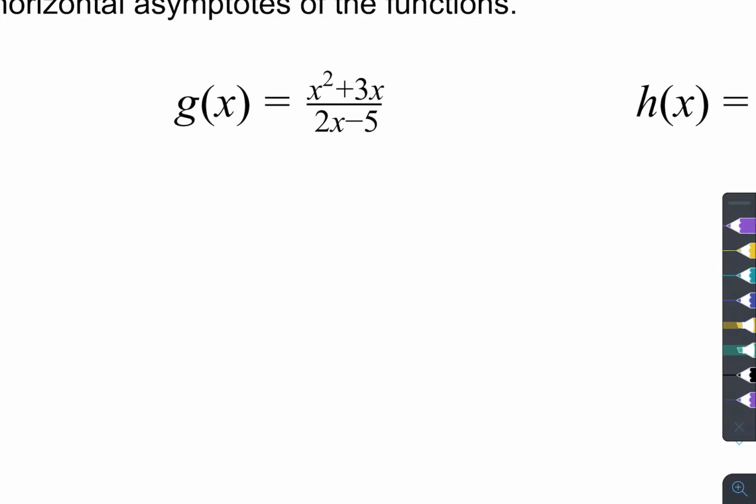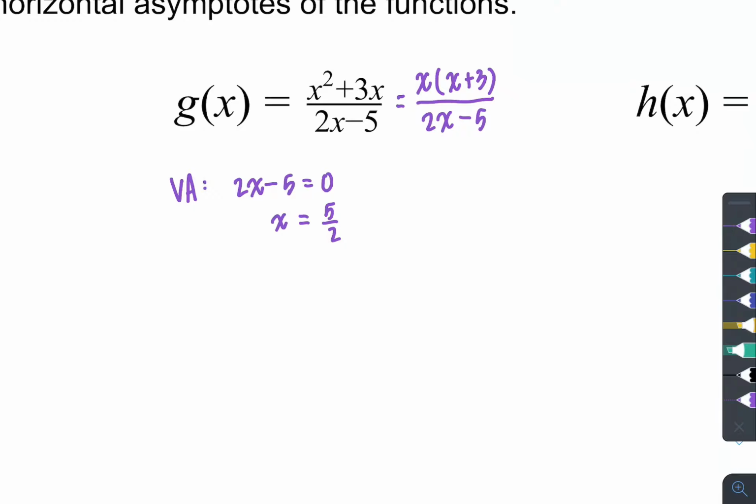All right, next up, let's go ahead and factor our numerator just so we can see if anything cancels. We get x times x plus 3 over 2x minus 5. Nothing cancels, so we'll just ignore what we just wrote. For a vertical asymptote, we are going to write 2x minus 5 equal to 0 and solve, so we get x equals 5 over 2.